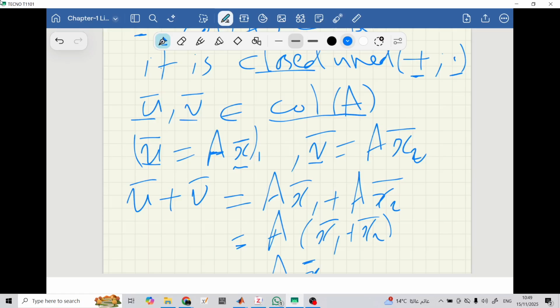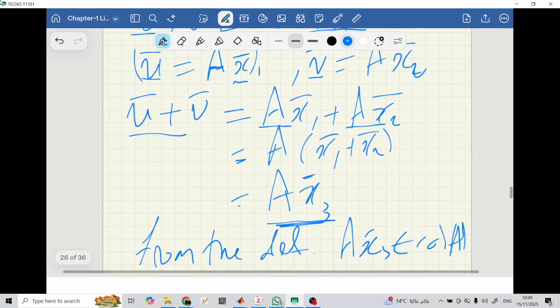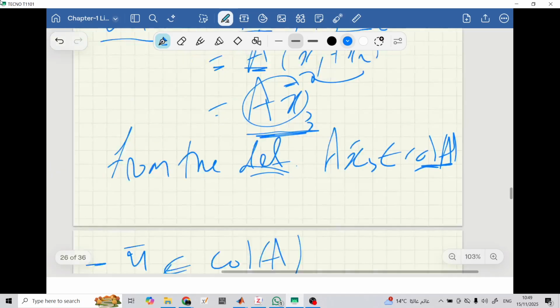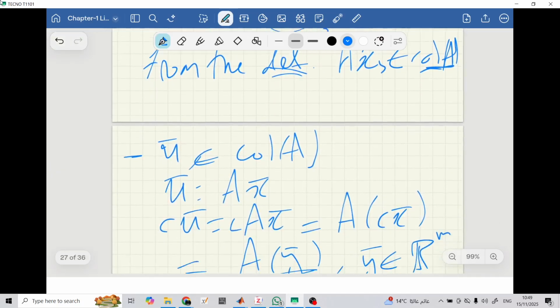Okay, now let's take the addition. So we plug in the definition here, take A out, and call this new vector x1 plus x2 x3, and this by definition belongs to the column space of A. So we have proved that vector addition is closed in this column space, or candidate column space.